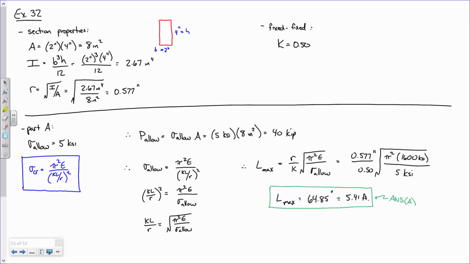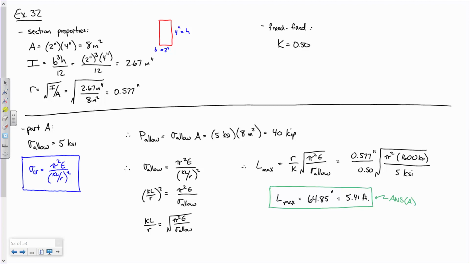Now, let me ask you a couple questions. First off, why is that a maximum length? Let's think about buckling length, all right? If a column gets longer, does it get weaker or stronger?